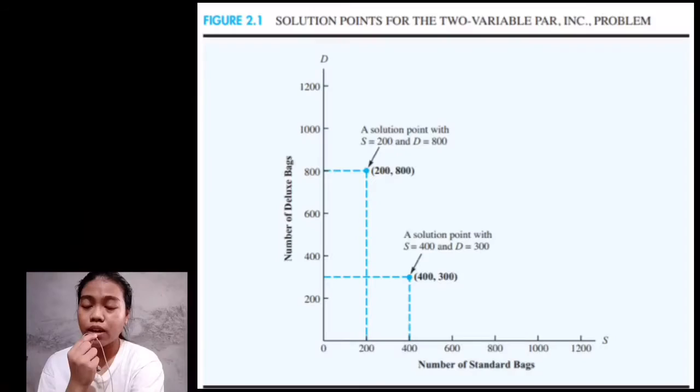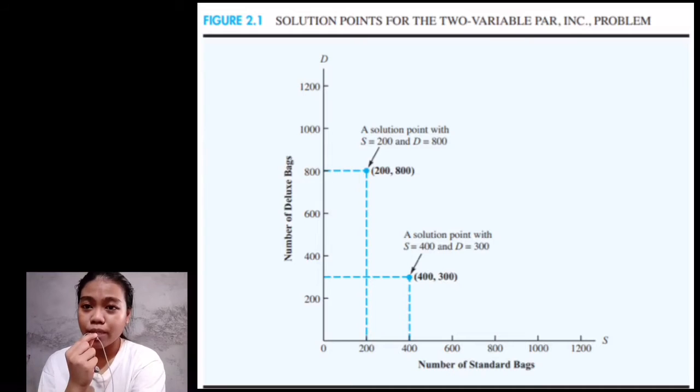Hello, this is Angelica Guiapal reporting about the graphical solution procedure. A linear program including two variables can be addressed using a graphical solution procedure. Let me start the graphical solution technique by developing a graph that shows the possible solutions of S and D values. The graph displayed in Figure 2.1 will have the S on the horizontal axis, while the D is on the vertical axis.